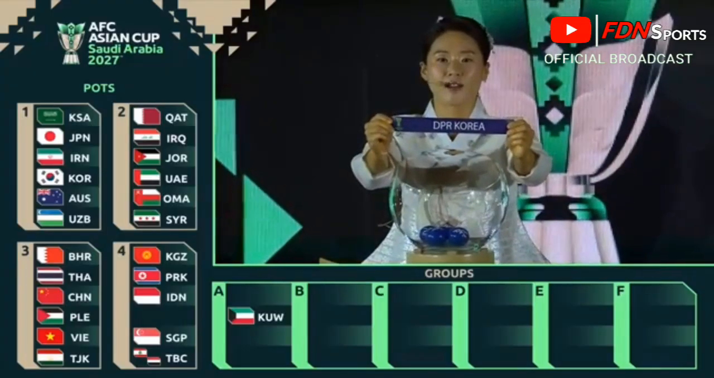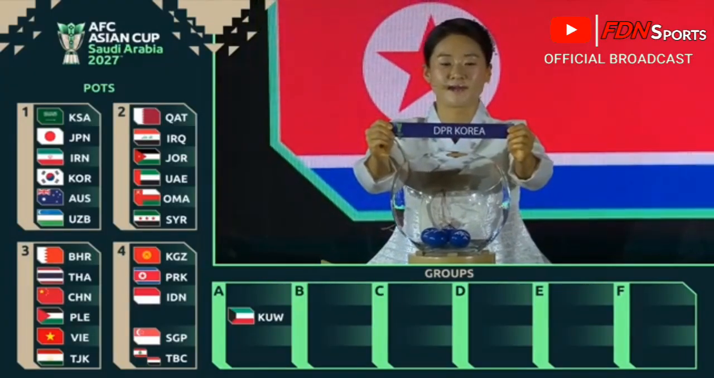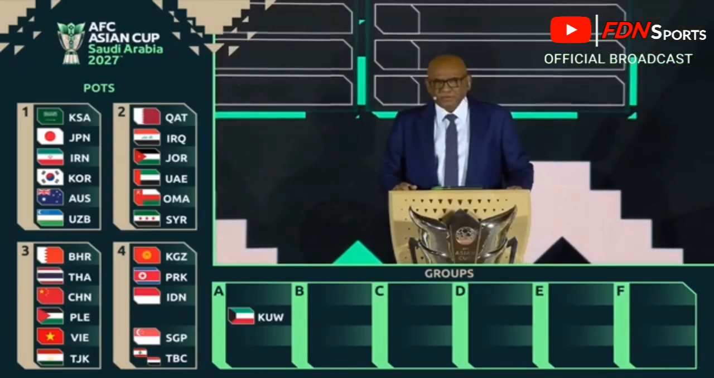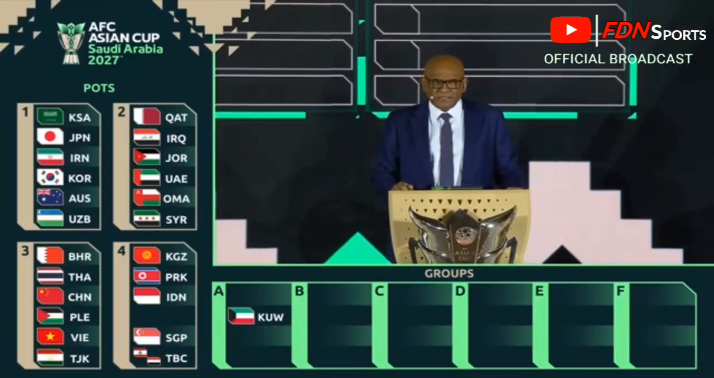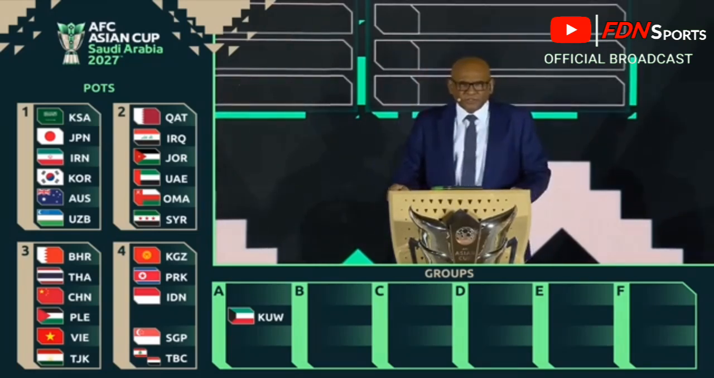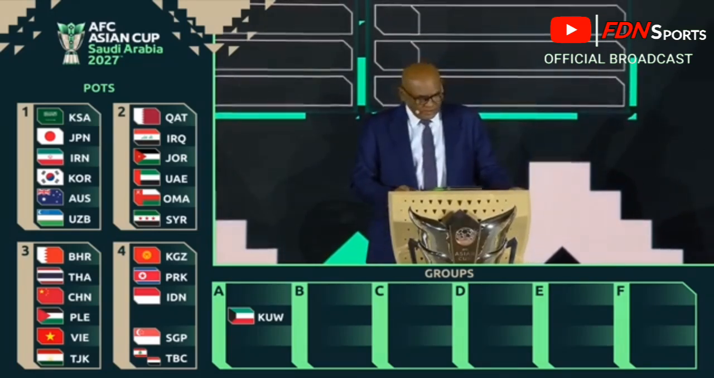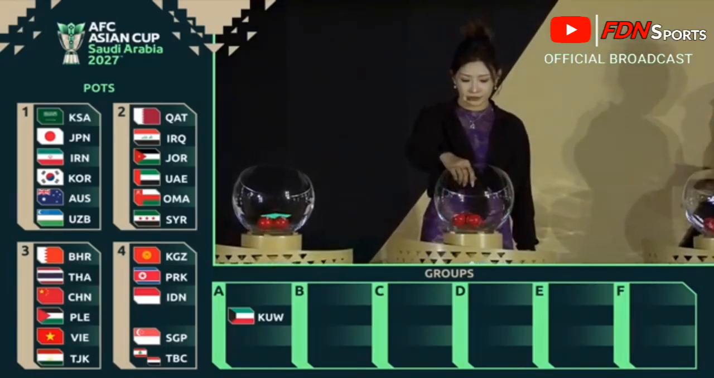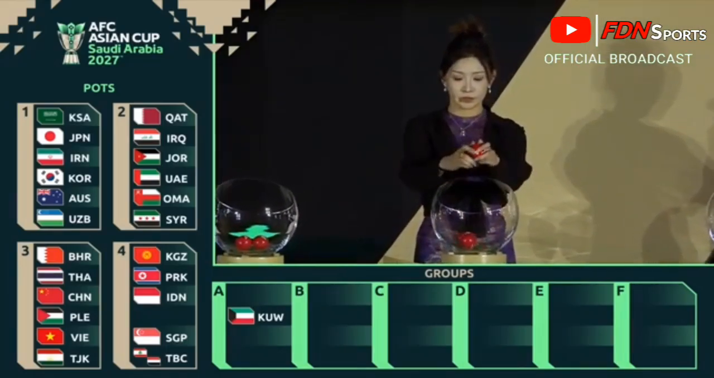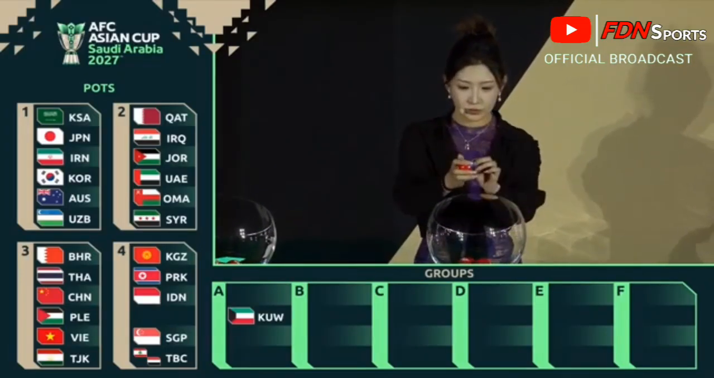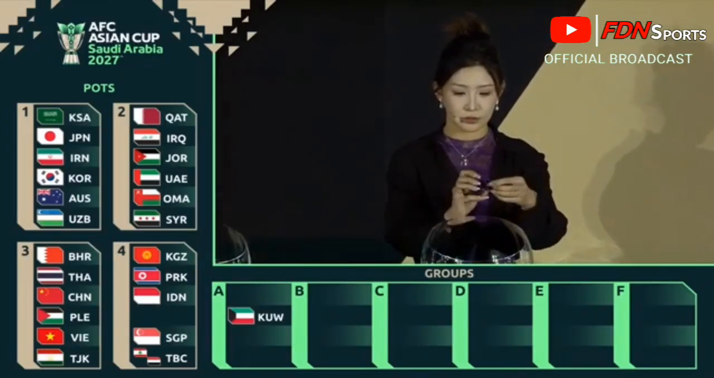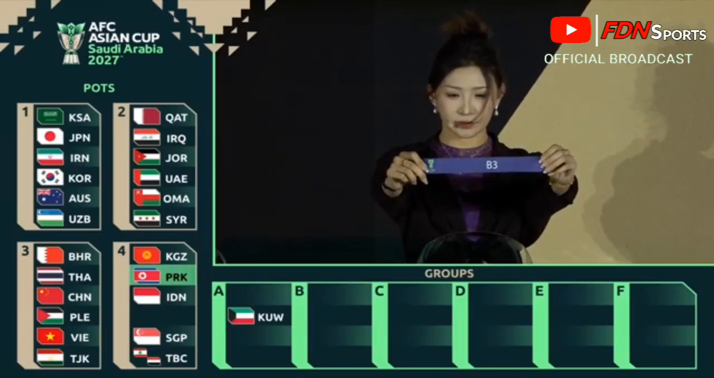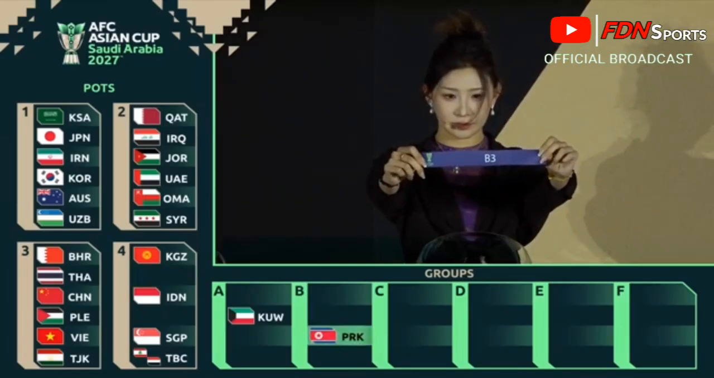DPR Korea. First appearance since 2019 and 6th overall. Best finish in 4th in 1980. Will be aiming to reach the knockout stage for the first time since then. Pot B, can we have the position of DPR Korea? B3. DPR Korea will be in position B3.